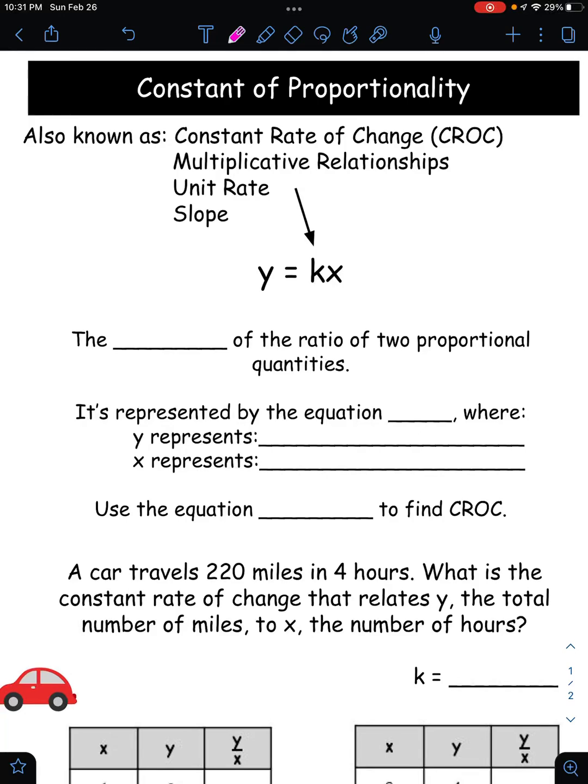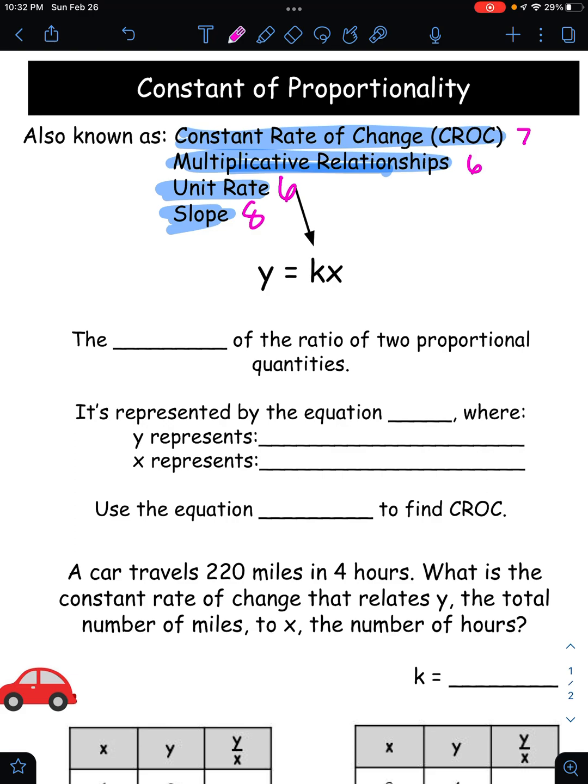Constant of proportionality is also known as the constant rate of change, which you'll also hear as CROC. It's also known as a multiplicative relationship. It is also known as unit rate and slope. Constant rate of change is a word they use in 7th grade. Multiplicative is 6th grade. The unit rate we've already learned this year, which is 6th grade. And slope is how you'll hear it in 8th grade.